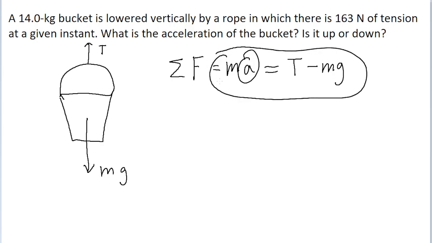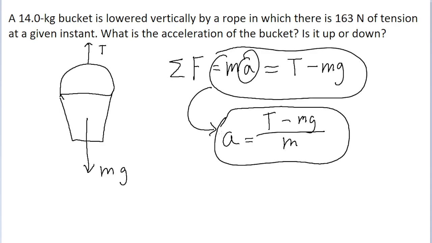Now, the purpose of our problem is to solve for acceleration a, so we need to take this equation and algebraically rewrite it to solve for acceleration. We can do this pretty simply by dividing both sides of the equation by mass to get a on its own. So a is equal to the tension minus mg, divided by the mass, m. So this is the equation we'll use to solve this problem.